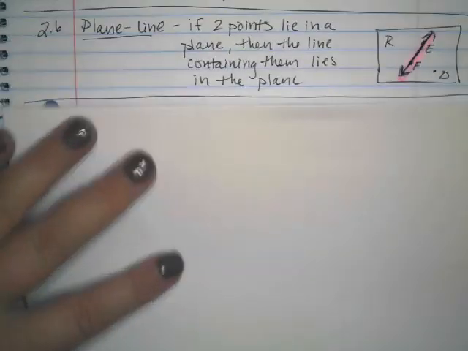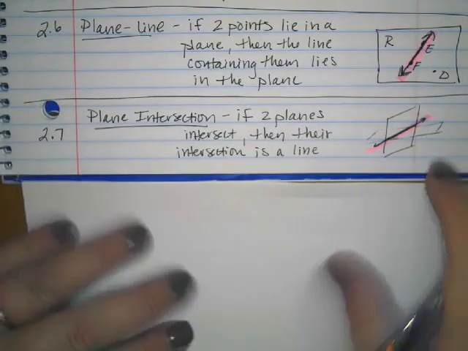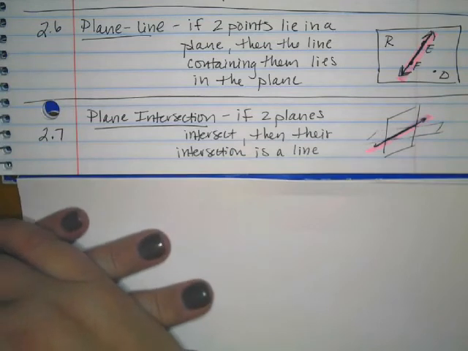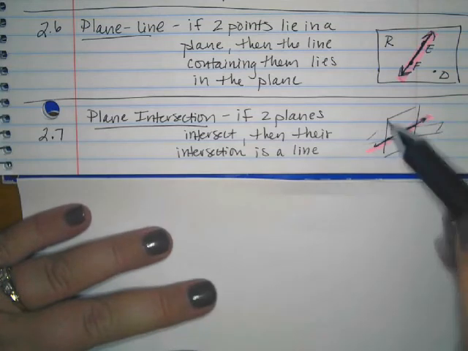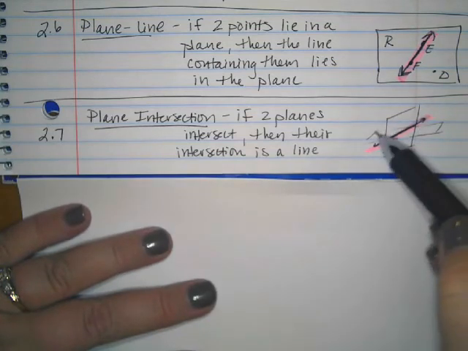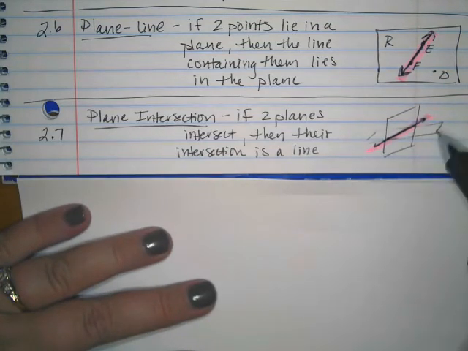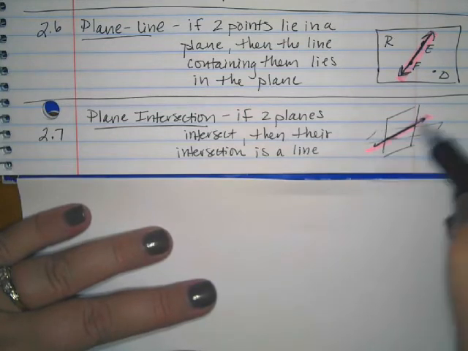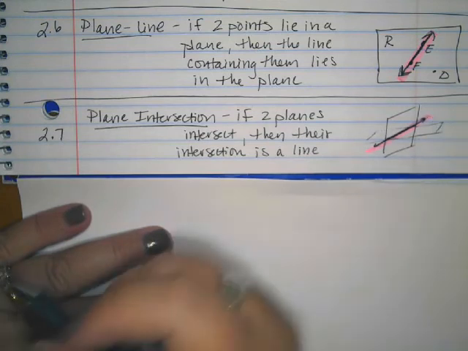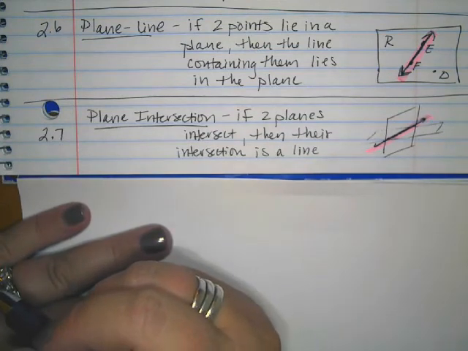And the last postulate is called the plane intersection postulate, postulate 2.7. It states that if 2 planes intersect, then their intersection is a line. So these 2 pieces of paper, I was kind of trying to draw this so you could see it. 2 pieces of paper intersect, and where they intersect is a line, kind of like a fold right there where those 2 pieces of paper intersect together.